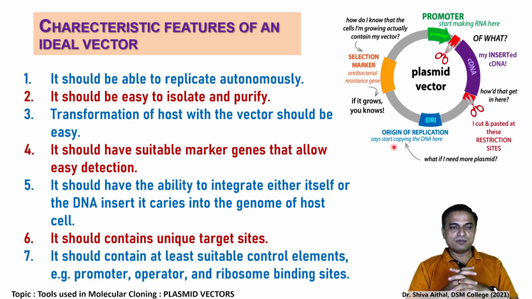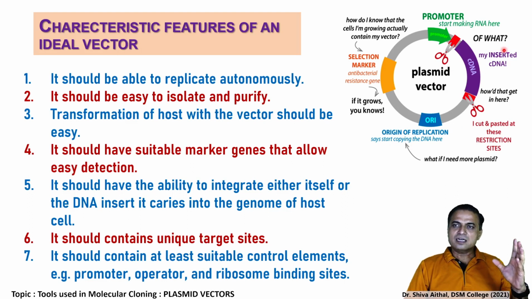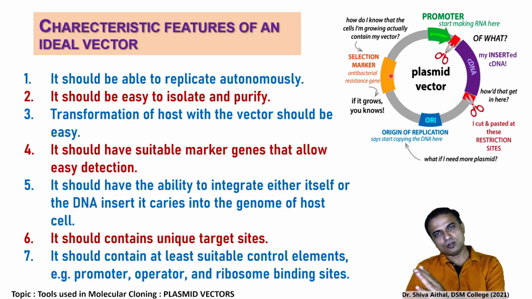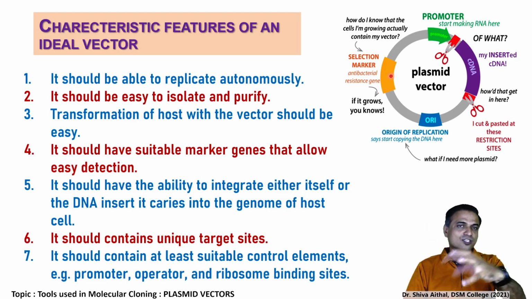That is a very important feature. Sixth characteristic feature is it should contain unique target sites. What are target sites? Where the complementary DNA is inserted is a target site. Where the promoter will be used, that is a target site for RNA polymerase. Markers are a target site for either insertion of a gene of interest or detection on the plating technique, whether it is resistant or not.